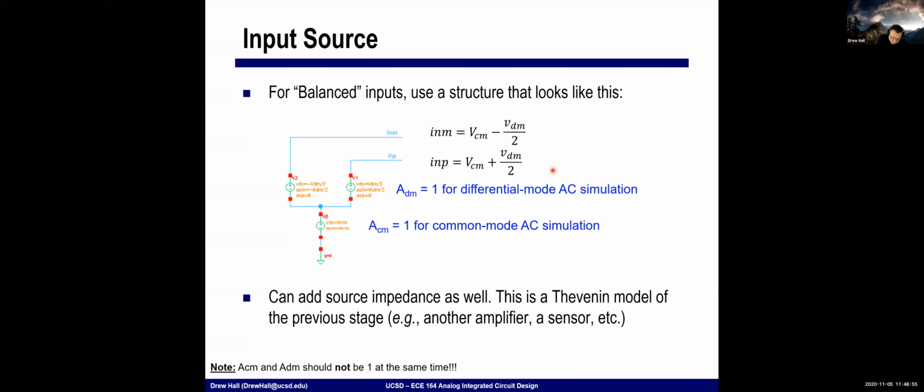And then lastly, if we wanted to add source impedance, we could add a little bit of impedance to each side of this. We're essentially constructing a Thevenin model of what the previous amplifier would look like in this case. All right, any questions on our input source?